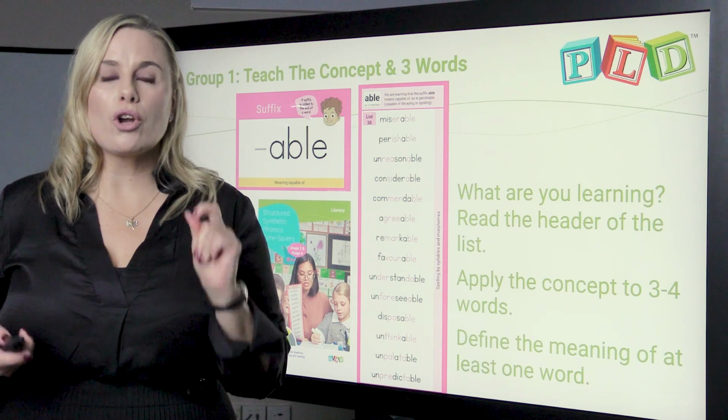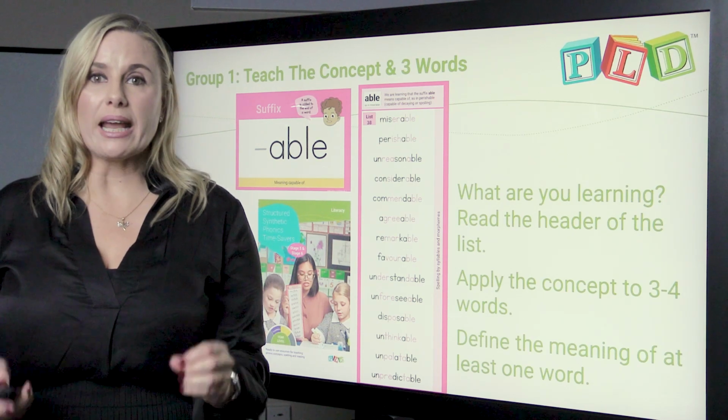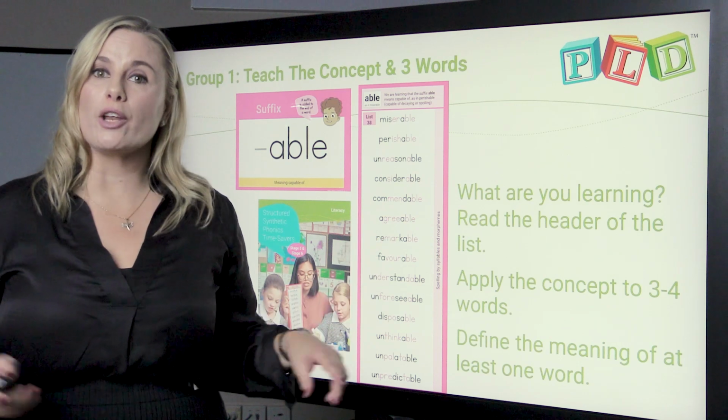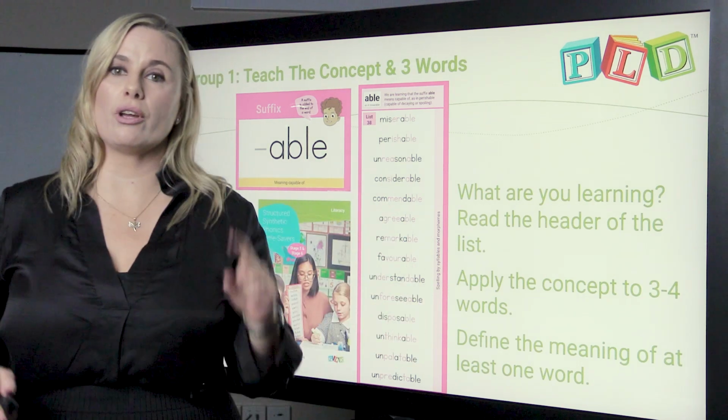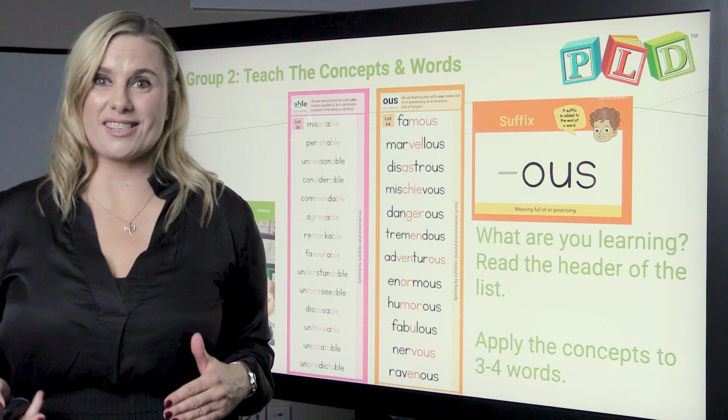So group 1, what is your concept this week? You are looking at the suffix able. What does able mean? It means capable of, and you add it to the end of a word. Good. Group 2, you're also doing a suffix.